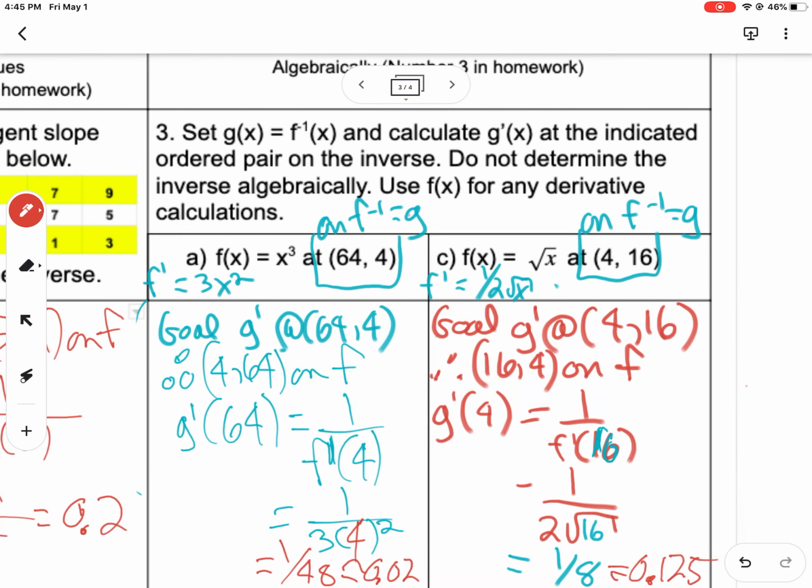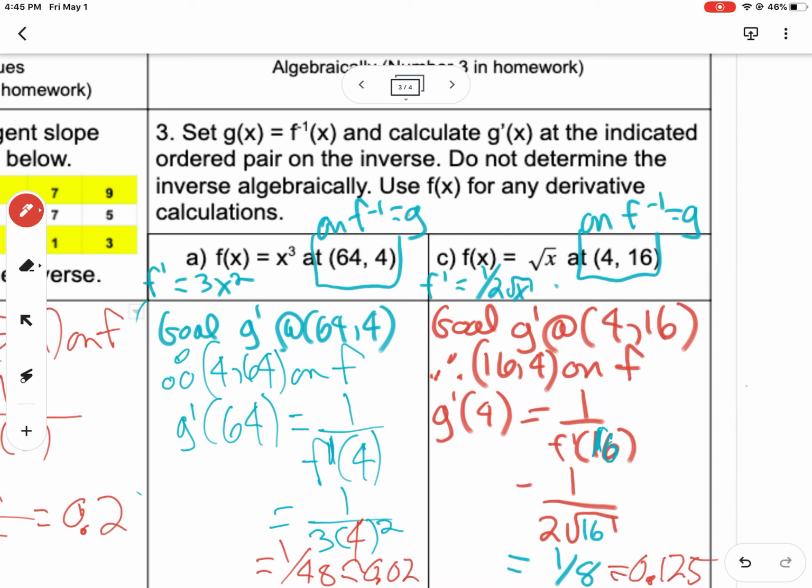A screencast for algebraic computations for derivatives of the inverse. So this is like number 3 on your homework.